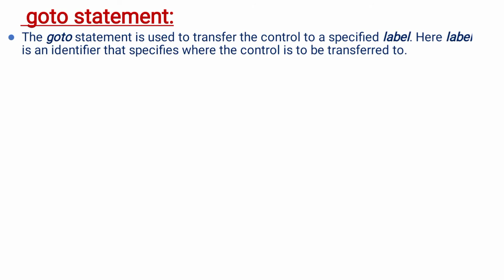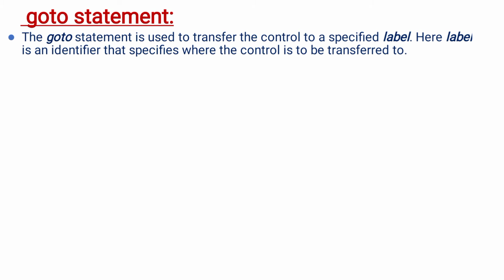The goto statement is used to transfer the control to a specified label. Here, label is an identifier that specifies where the control is to be transferred to. So the goto statement uses two keywords: one is the goto keyword and another one is the label.